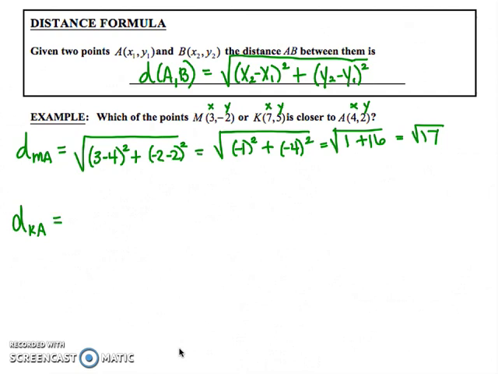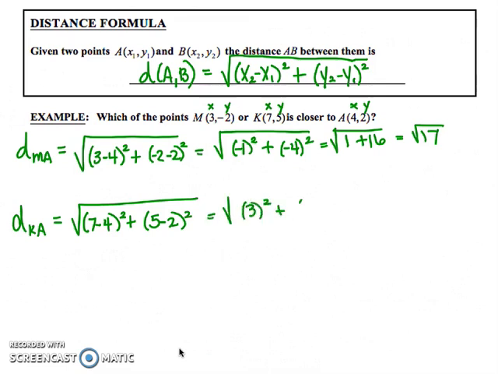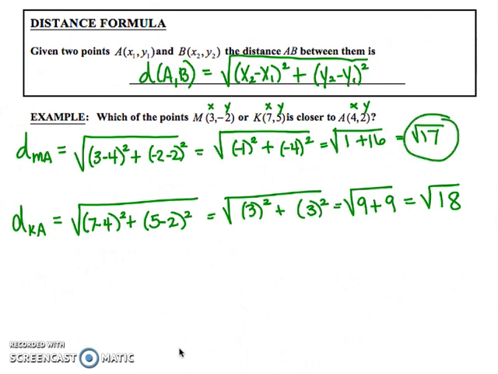Now we're going to do the same thing to find the distance from point K to point A. So the subtraction of our x values is going to be 7 minus 4 squared. Subtraction of our y's is going to be 5 minus 2 squared. So this gives us positive 3 squared and another positive 3 squared, which is 9 plus 9, which is the square root of 18. So the question is, which point is closer? Well, this distance is shorter, so M is closer to A.